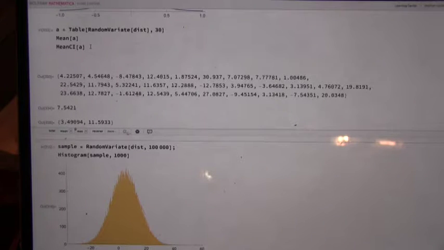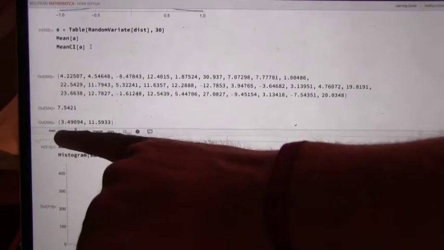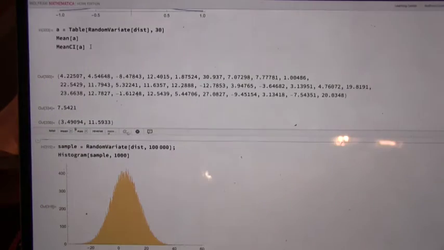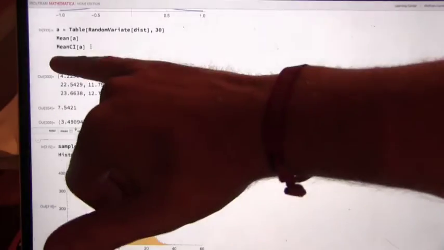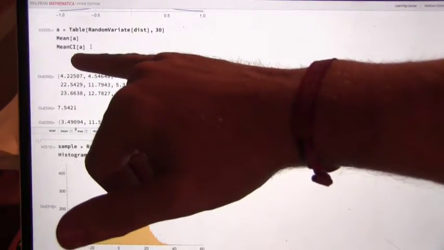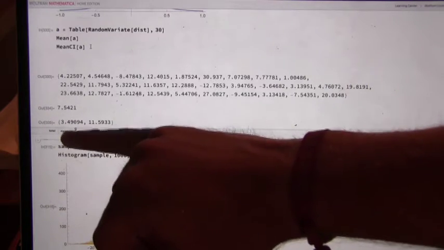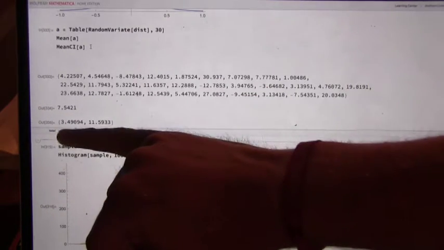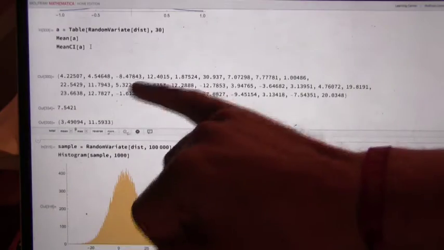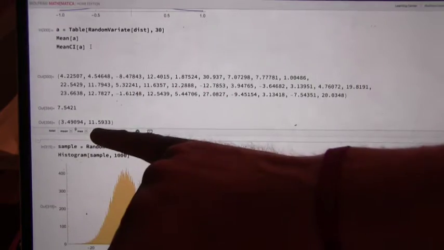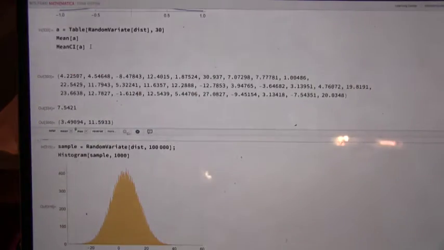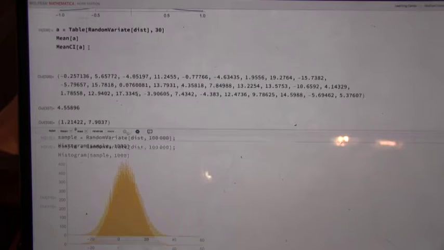And then this here, from 3.49 to 11.59, is what's called my 95% confidence interval. You can see I had a function here, mean confidence interval. So for the confidence interval about the mean, I'm 95% sure based on this data that the mean of my distribution is between basically 3.5 and 11.5. All right. Okay. So maybe I'll run another one.